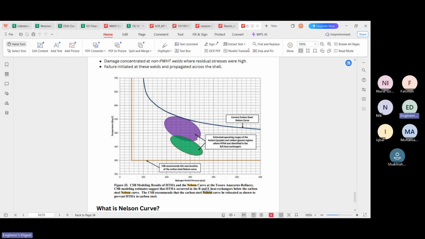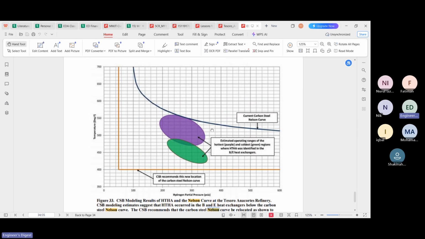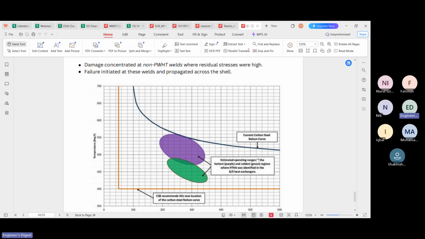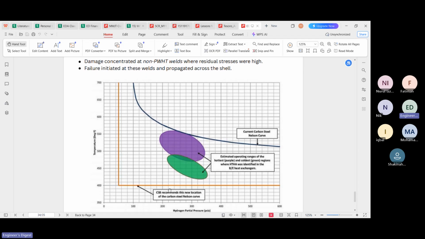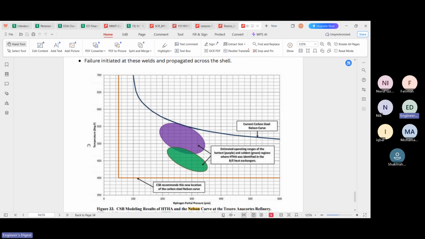Okay. Now let's try to understand this curve. Don't be intimidated by this curve. This is a Nelson curve. What is a Nelson curve? Basically, we have several Nelson curves for several other materials. What we are seeing is the curve for carbon steel. It's not very complex. You can see this is the line of the curve. Then we will need to plot the design temperature here and also the hydrogen partial pressure.